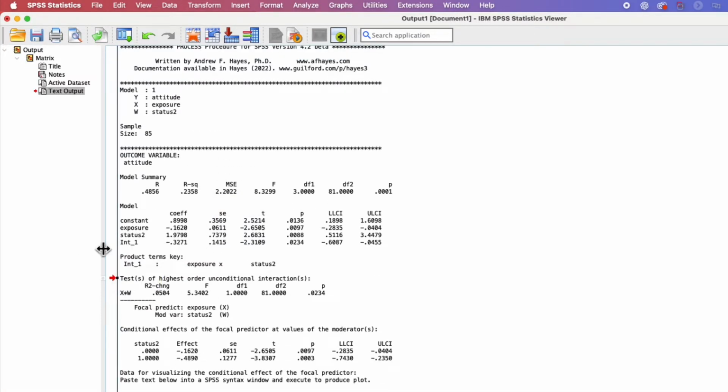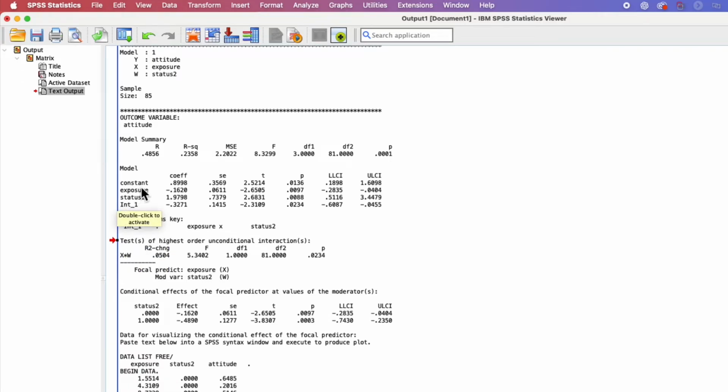So essentially what we are seeing here is that for exposure the slope is minus 0.16, and that's the 0 situation where essentially we have the non-smokers, and that for the smokers this is the difference between the baseline in the slope that we find here.